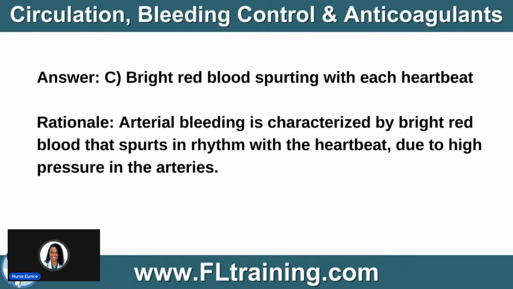All right, team. So the correct response is C, bright red blood spurting with each heartbeat. So arterial bleeding is characterized by bright red blood that spurts in rhythm with each heartbeat due to the high pressure in the arteries. So for this one, we've got to apply pressure longer. We can add additional wraps, or gauzes if we need to, never taking off the original, because if you do, you can pull off the actual clot if one has formed.